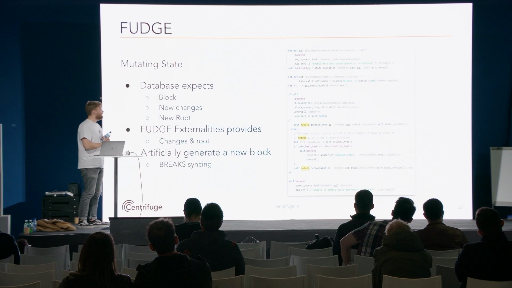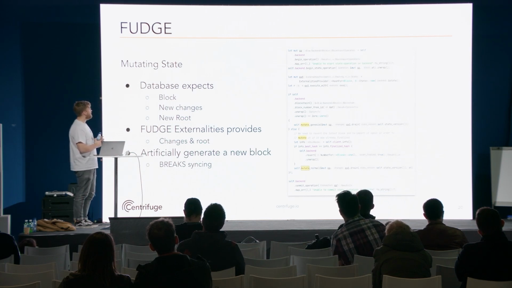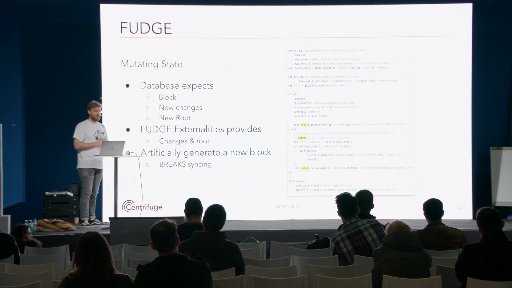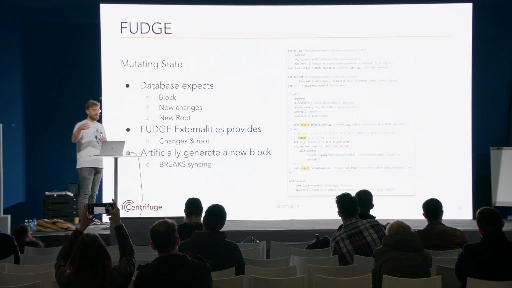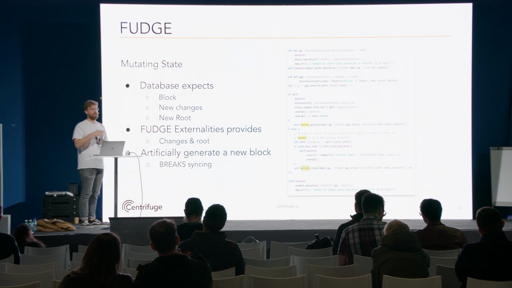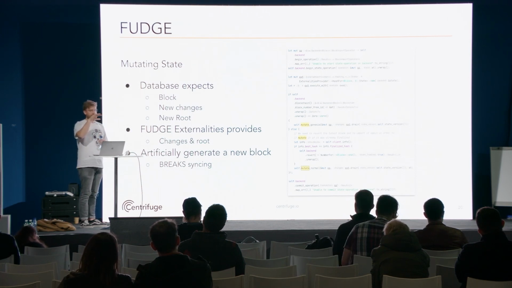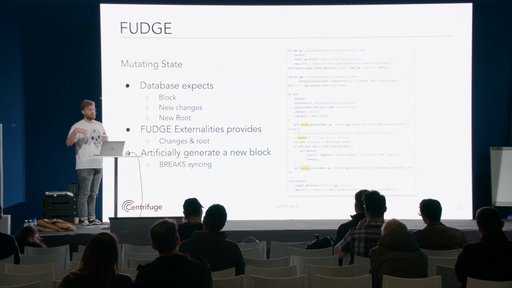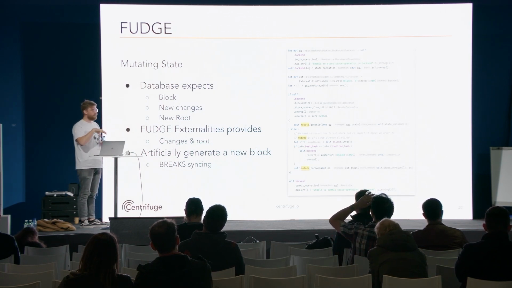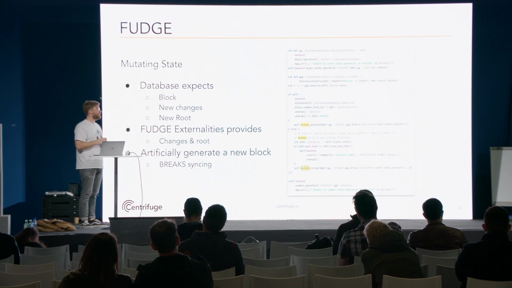And this is the feature that probably gave me the most headaches, but it's also the one that I personally find the most interesting. FUDGE allows you to open up the database at the last state that you have, and then run any logic that you want in this externalities provided environment. Think of externalities from test cases, where you have some arbitrary mutation. And what FUDGE is doing is finalizing and persisting this state to the database below.